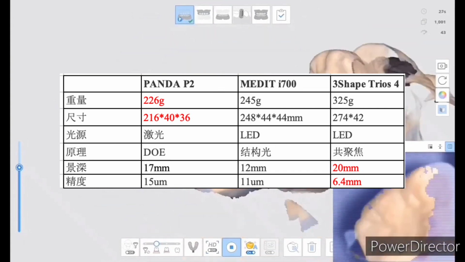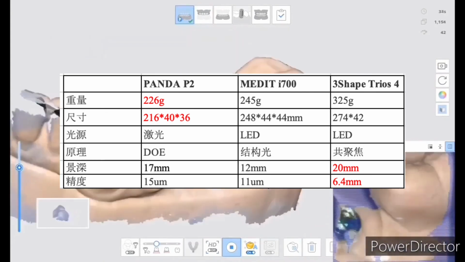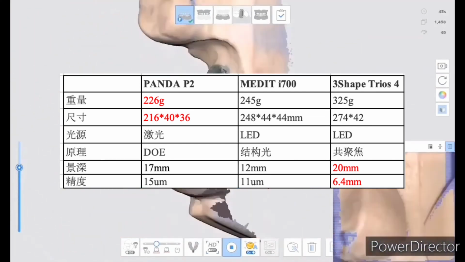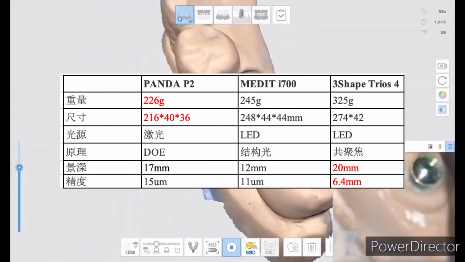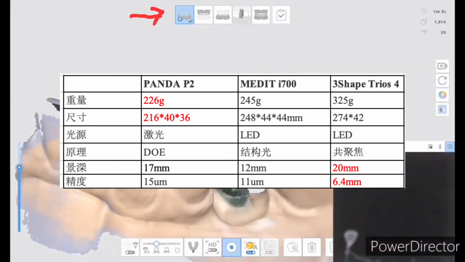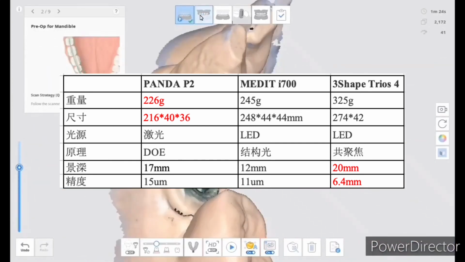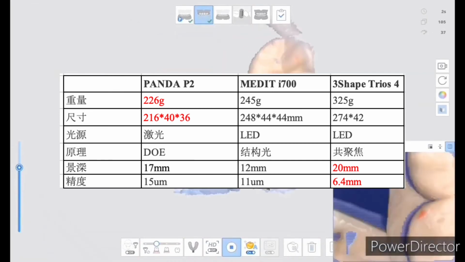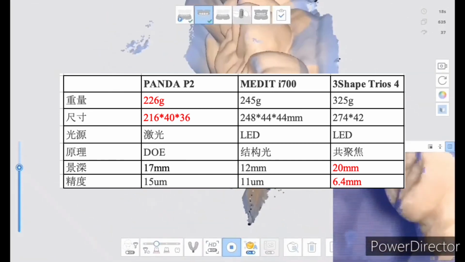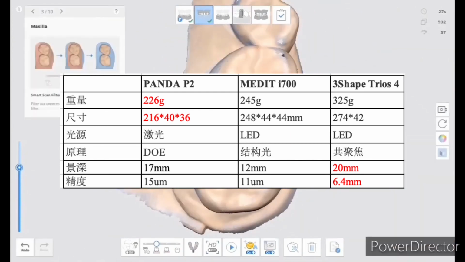As we expected, the precision of Trios using confocal technology is the highest, reaching 6.4 microns, and the depth of field is also the highest, reaching more than 20 millimeters, which can easily scan the convex scanning rod or base. But the weight is slightly heavier than the other 2 models. The medium I700 with structured light technology has a nominal accuracy of 11 microns, a depth of field of 12 millimeters, and a regular size and weight.